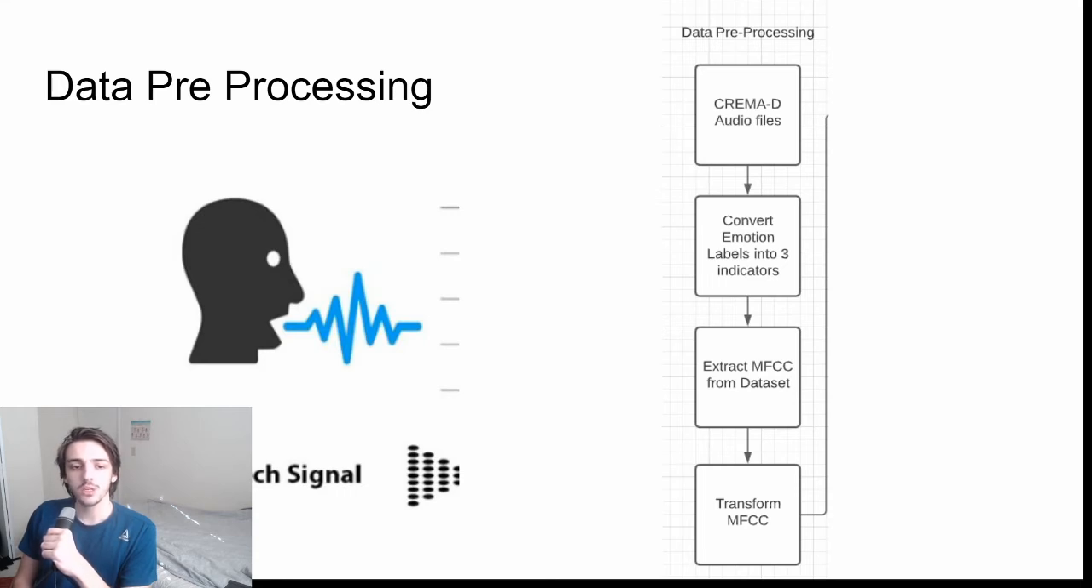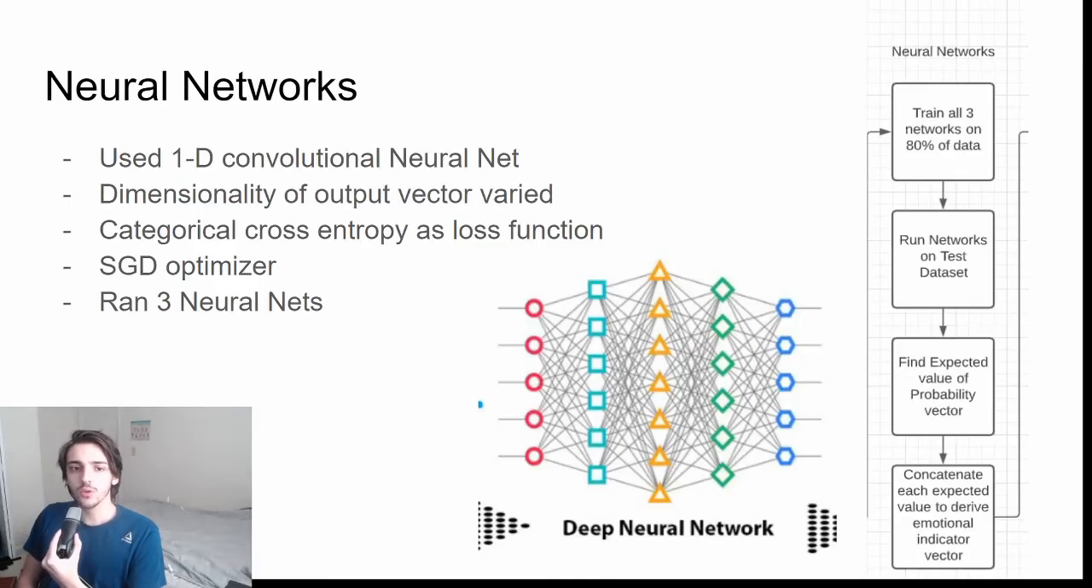We converted the discrete emotional labels into labels for each indicator, then extracted the Mel-frequency cepstral coefficients from each of the files, and finally transformed the MFCC data to display emotive speech patterns more clearly. We then trained all 3 neural networks on 80% of the data.